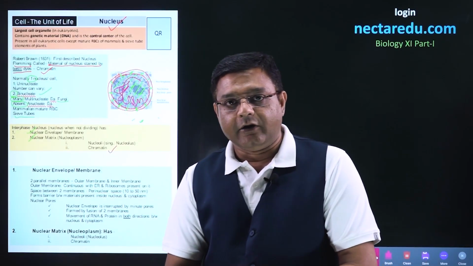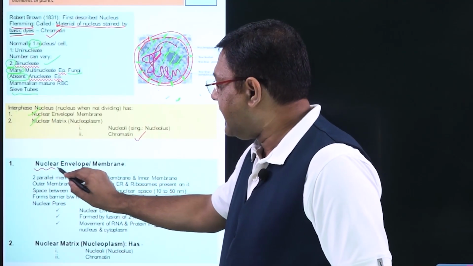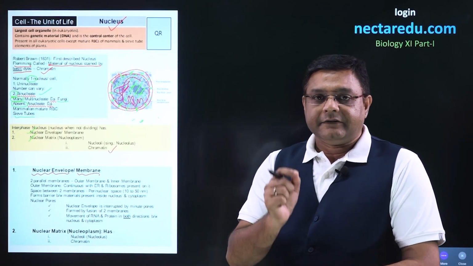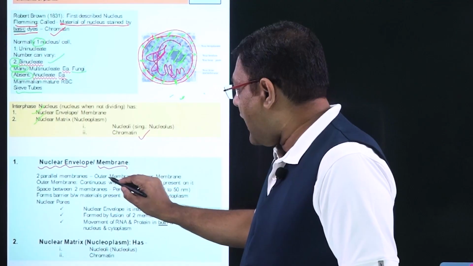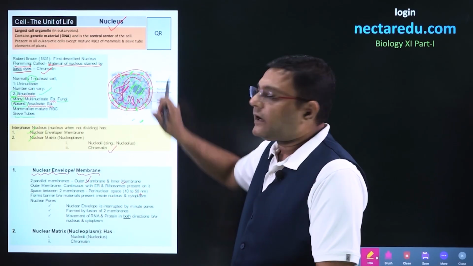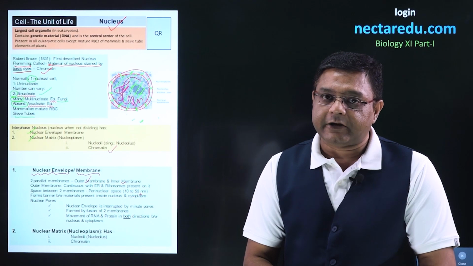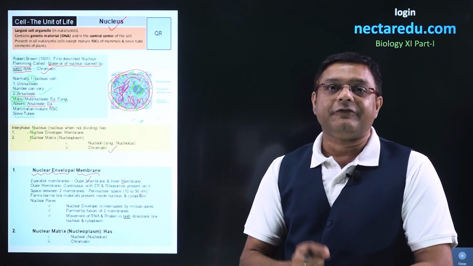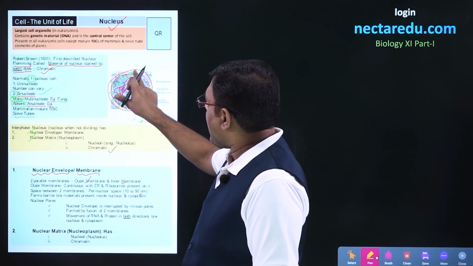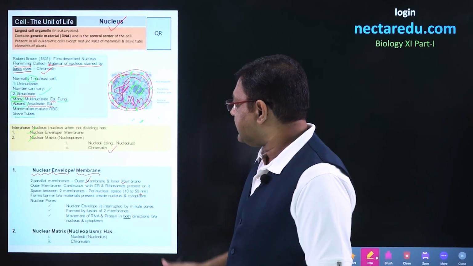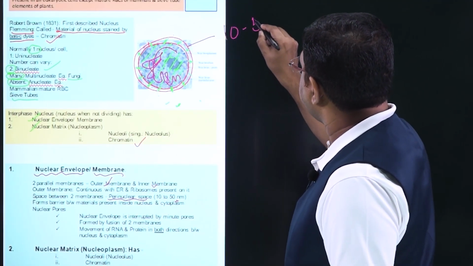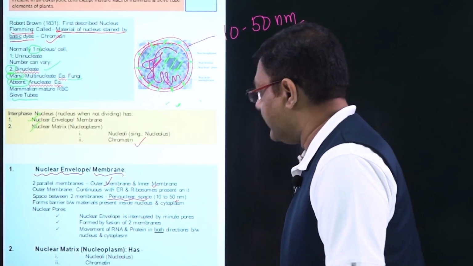thread-like structures which are present, and these thread-like structures will be called chromatin. Now, we will look into the detail of this. First, we see the structure of nuclear envelope or membrane. As we had drawn in the diagram, two membranes are present over it. Outer is called the outer membrane and the inner is called the inner membrane. The outer membrane will be continuous with endoplasmic reticulum and it will result in the formation of rough endoplasmic reticulum. The space present between outer and inner membrane is called perinuclear space and its diameter is 10 to 50 nanometer.